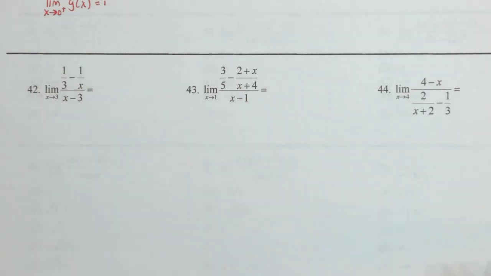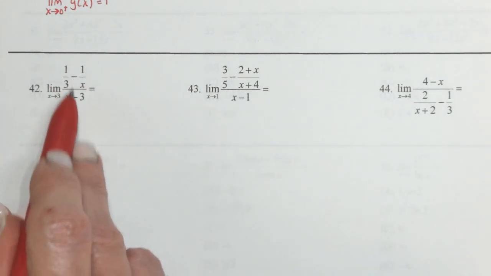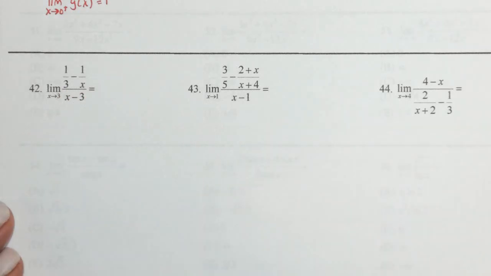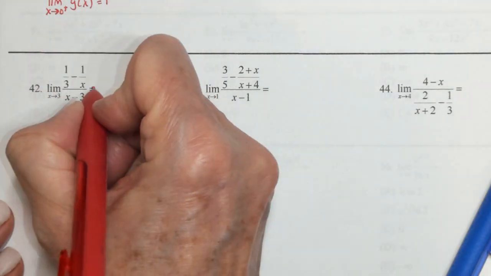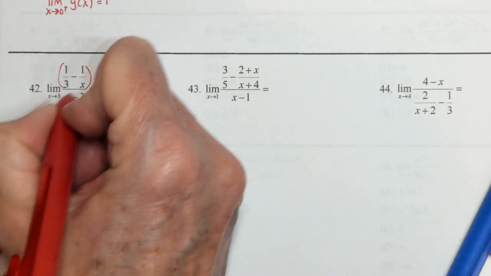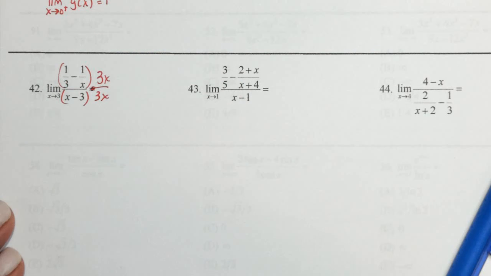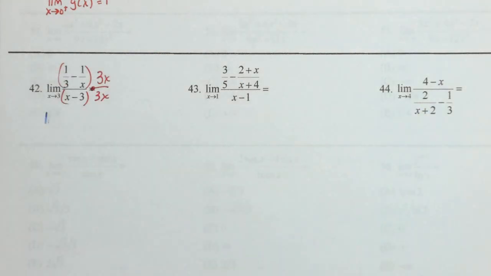All right. More limits algebraically, where you show me your work. If I put a 3 in for x, I get 0 over 0. And so I have to manipulate this. I am going to multiply top and bottom by 3x to get rid of those little denominators. Oh, that's my bad, pen out of ink.